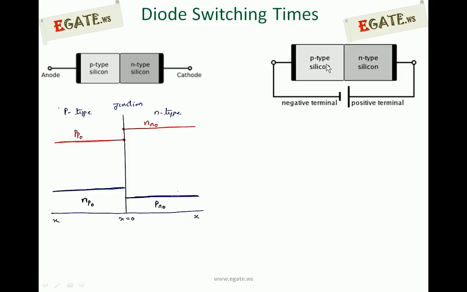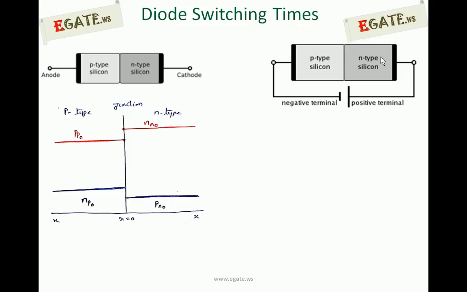So majority carriers from P side and N side are not crossing the junction, simply they are attracted by the respective terminals. So they are not forming a closed loop. Holes are attracted towards the negative side, electrons are attracted towards the positive side. They are not crossing the junction. I think you have observed. So since they are not crossing the junction, they are not forming a closed loop, so majority carriers don't contribute to the current under reverse bias.